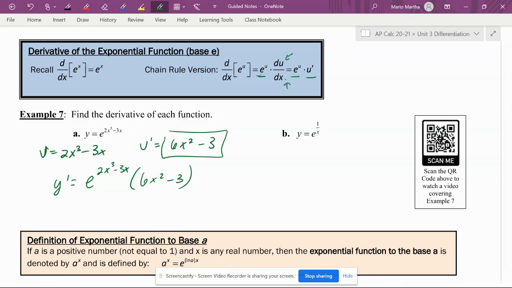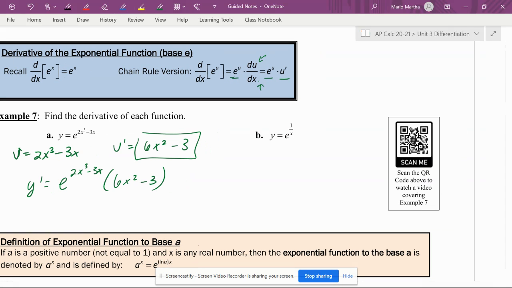So now let's look at b. At b, we have u would be 1 over x, or in this case, x to the negative 1. And then from there, we're going to find u prime. So u prime equals, again, n is negative 1, so it'd be negative x to the negative 2, or negative 1 over x squared.